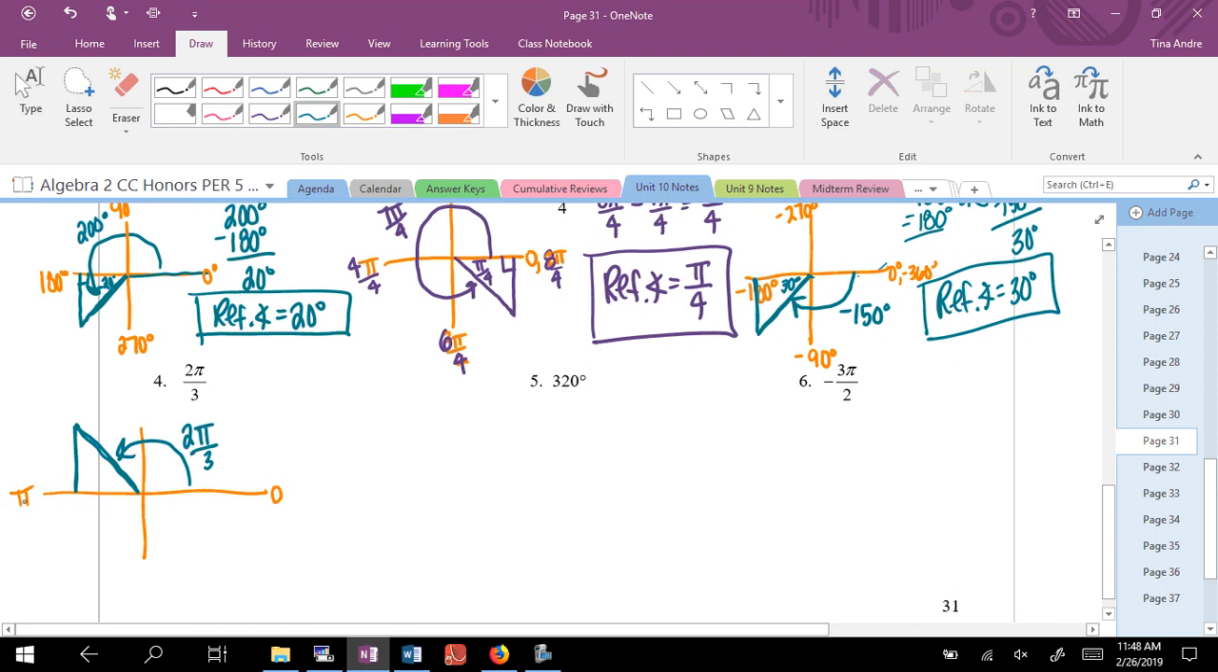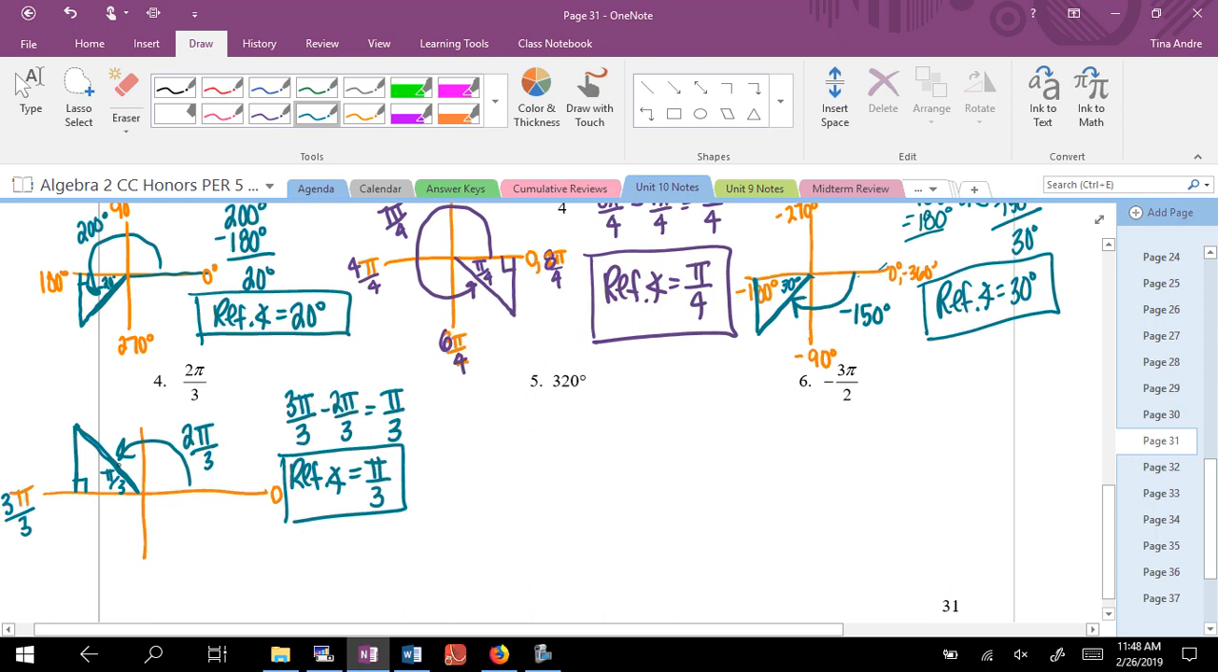So I know that I'm just short of it, so let me switch this to 3 pi over 3. So the reference angle is going to be this whole thing, 3 pi over 3, minus the 2 pi over 3. So that gives me pi over 3. So that means that this is going to be pi over 3. So the reference angle is pi over 3. I think I just said the wrong thing. Pi over 3 is what your reference angle is.